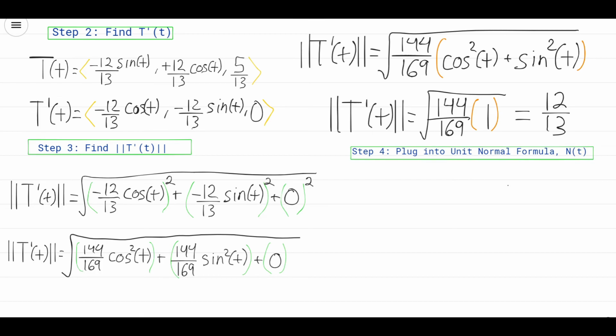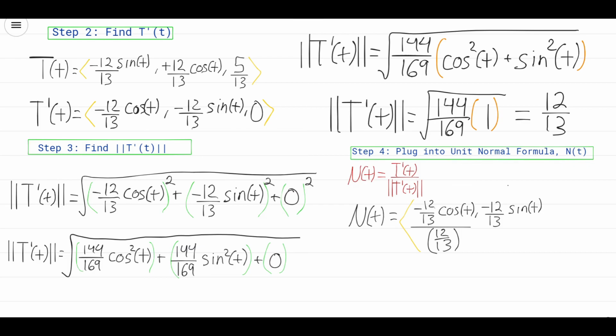And now in step 4, we're going to plug this into the unit normal formula. The unit normal formula is T prime divided by the magnitude of T prime. We have T prime: negative 12 over 13 cosine t, negative 12 over 13 sine t, comma 0. And we have the magnitude, which is 12 over 13. So the unit normal vector is negative 12 over 13 cosine t divided by 12 over 13, negative 12 over 13 sine of t divided by 12 over 13, and then 0 divided by 12 over 13.